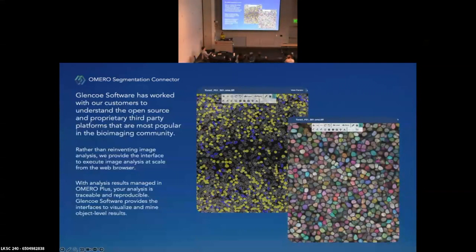So I really want to emphasize that we're working with our customers to understand how they are analyzing their images and what, for example, segmentation methods they're using, but we're not trying to reinvent image analysis. We're not trying to say we're analyzing the data better than anyone else. We're trying to provide an interface that allows you to execute image analysis at scale and nicely from within what we think is a pretty intuitive interface of the web browser. And importantly, those analysis results and the conditions of that analysis are managed alongside the images. And so it makes things much more traceable and reproducible over time.